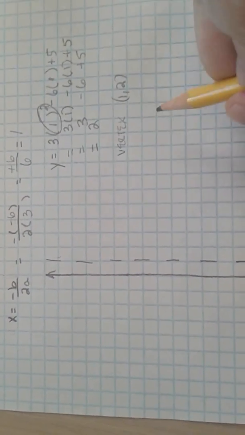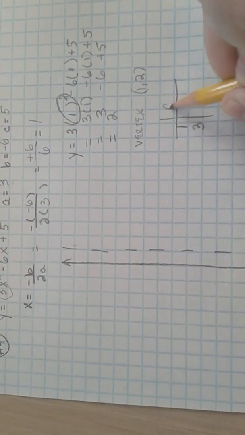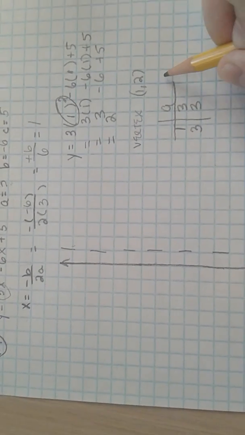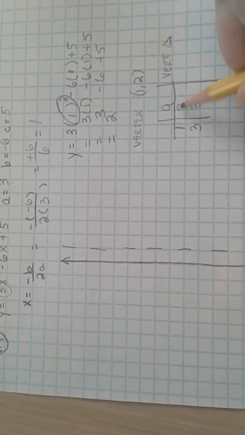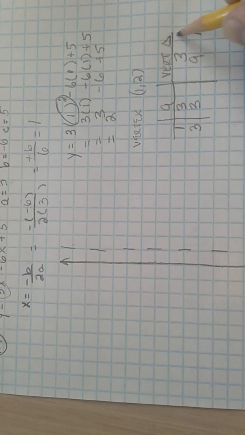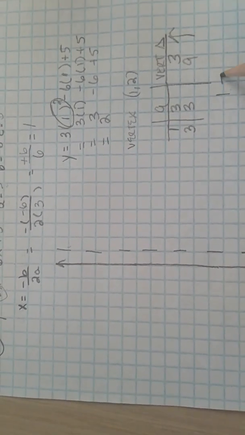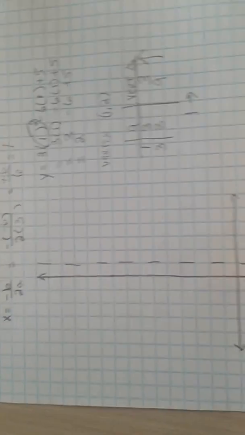Okay, so let's take our first two odd numbers. Let's take our a value, which in this case is 3. And we're going to find our vertical change. 1 times 3 is 3. 3 times 3 is 9. Those are positive numbers, so we are going to be moving up. The horizontal change is always 1 to the right. Always 1 to the right.